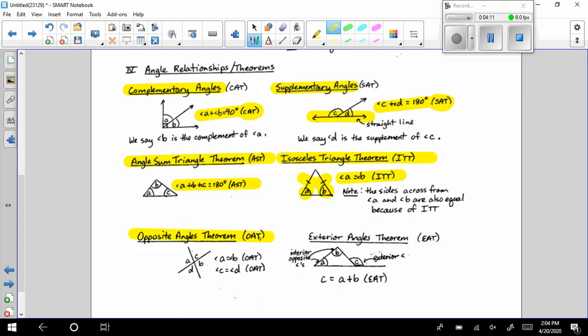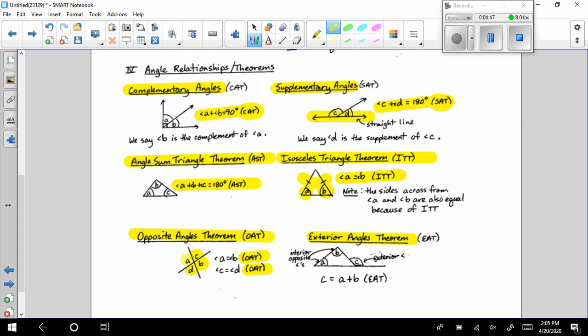Opposite angle theorem is abbreviated to OAT. And it states that angles that are vertically opposite to one another are actually equal to each other. So C and D are opposite to each other, and A and B are opposite to each other. So those pairs of angles are equal, and our justification is opposite angle theorem, OAT. So anytime you have two lines that are crossing like that, look for that relationship. See if you can answer a question using it.